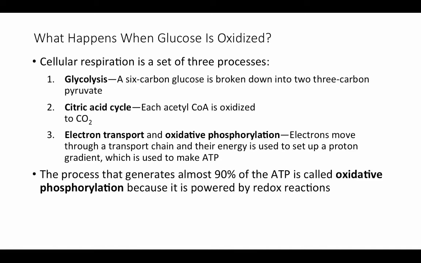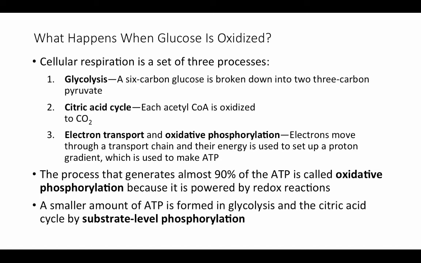So this last step, the oxidative phosphorylation, is the process that generates the bulk of the ATP. This is where most of it is happening. Because it's powered by this fall in energy state of these electrons as they go through the electron transport chain, that's where most of this energy is released, and that's where most of the ATP is going to be generated. A smaller amount of ATP is formed in glycolysis and in the citric acid cycle by what we call substrate level phosphorylation.